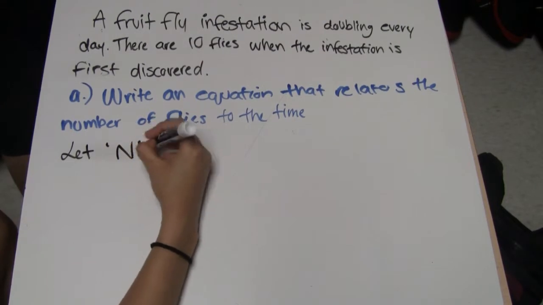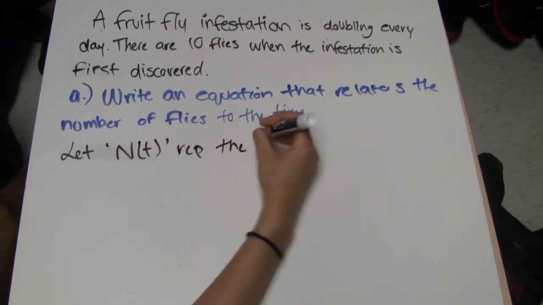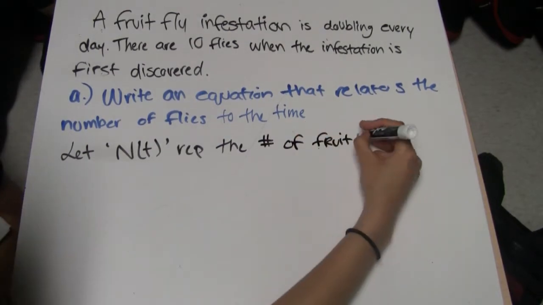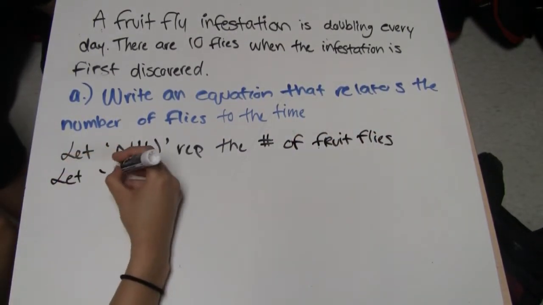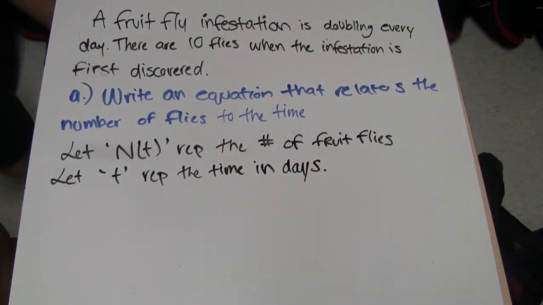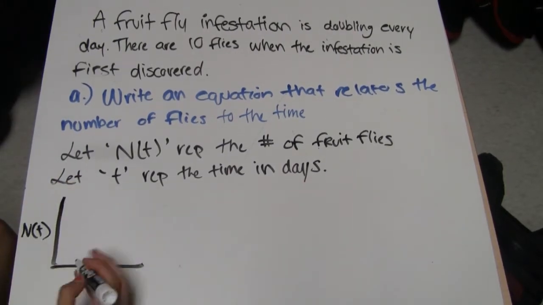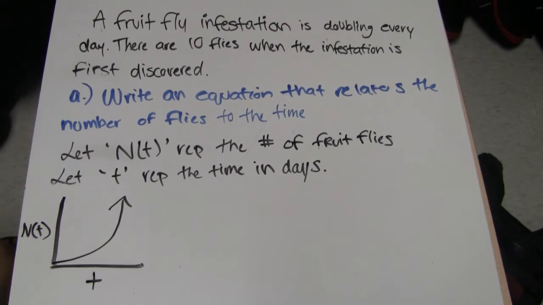First, let's break down the question to variables. Let us have n represent the number of fruit flies as a function of time, t in days. We know that n of t is the dependent variable, so it will be correlated with the y values of the function. We also know that the time is an independent variable, therefore correlated with the x values of the function. This allows us to understand the relationship between base f of x and our new n of t.